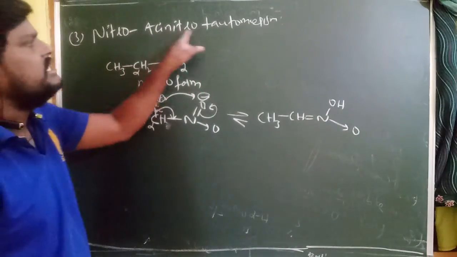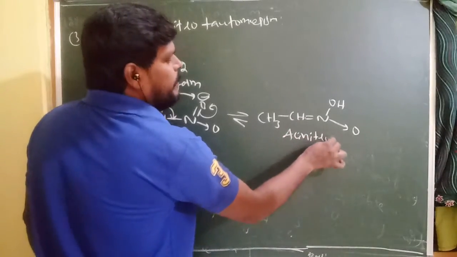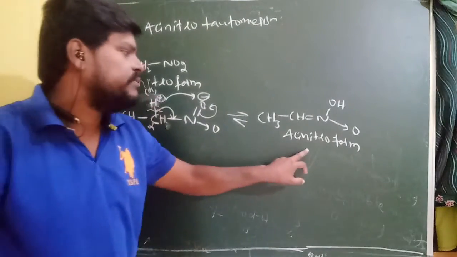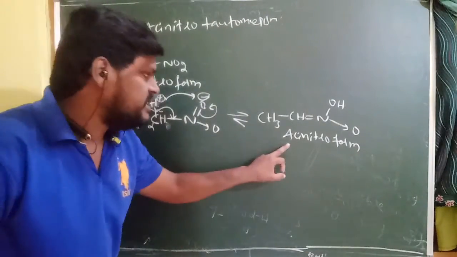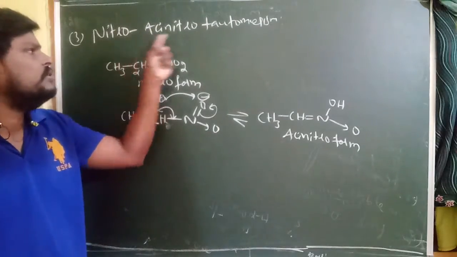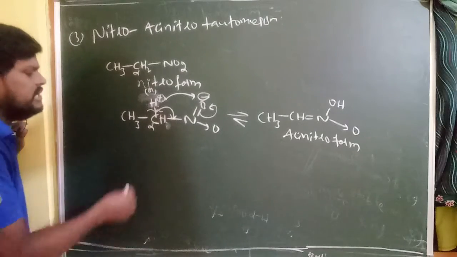This is called the acinitro form. This is the nitro form and this is the acinitro form. So this is the best example to understand what nitro-acinitro tautomerism is. Let us take one more example.